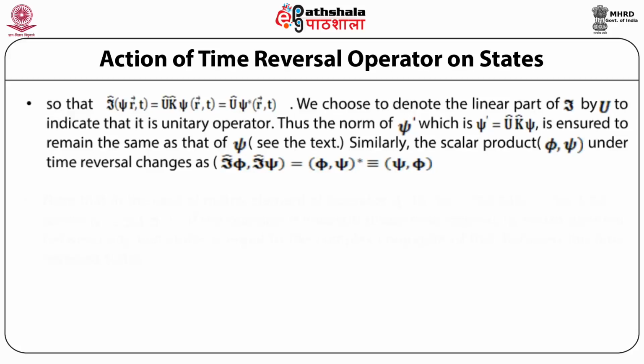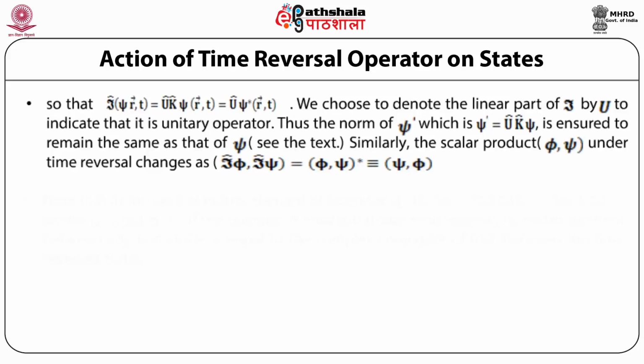And in a similar manner, one can also say that the scalar product of two functions, φ and ψ, under the operation of time reversal, changes to the scalar product of the time reversal operator acting on the function φ and the time reversal operator acting on the function ψ. And this turns out to be equal to the scalar product of the function φ and function ψ whole star. That is the complex conjugate of the scalar product of the function φ and the function ψ.